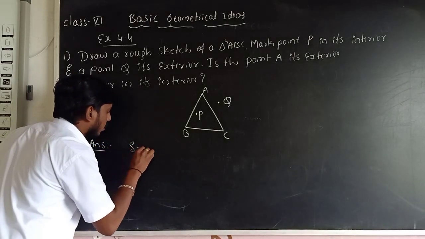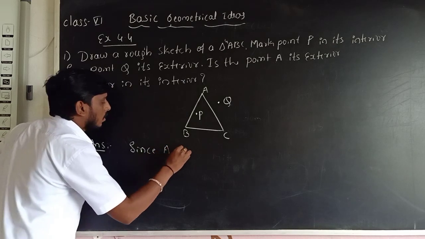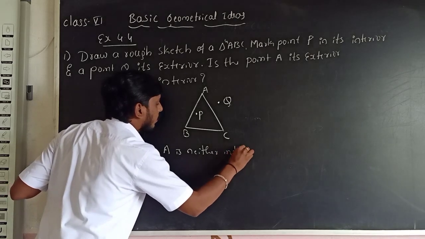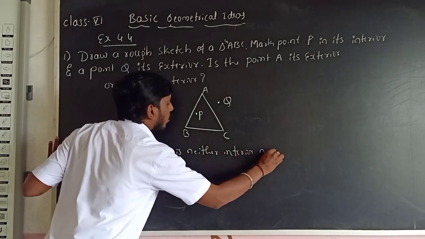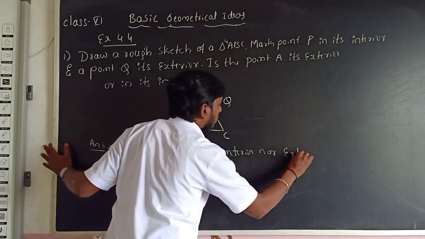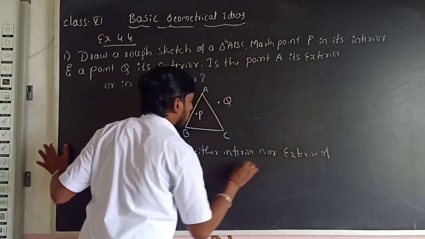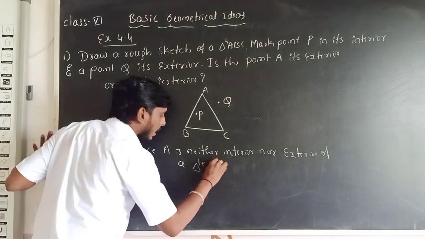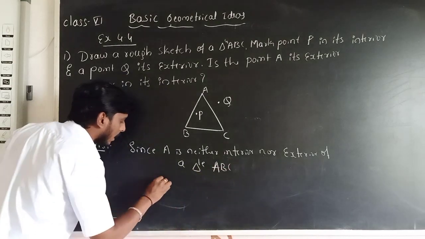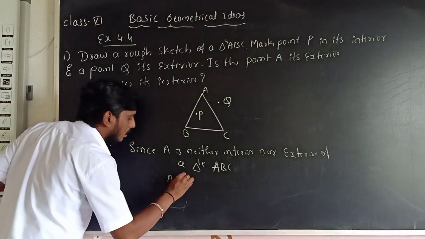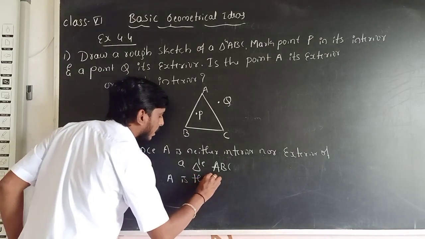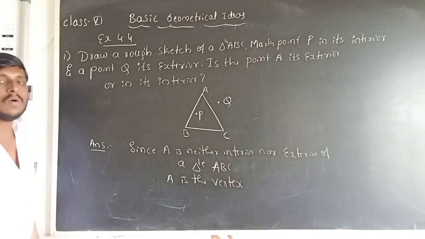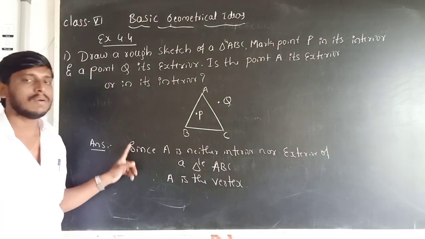Since A is neither interior nor exterior of a triangle. This is the symbol of triangle. Of a triangle ABC. Therefore, what is A? A is a vertex of a triangle ABC. Or just you can write vertex. A is the vertex. So this is the answer of the first question.